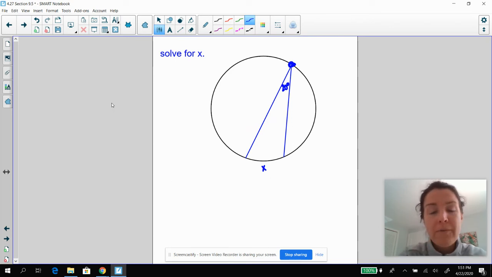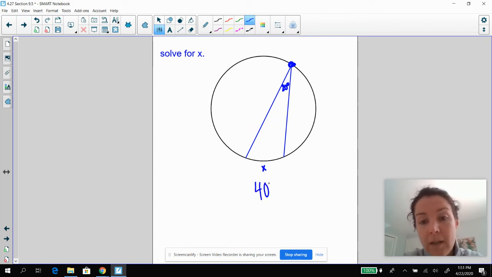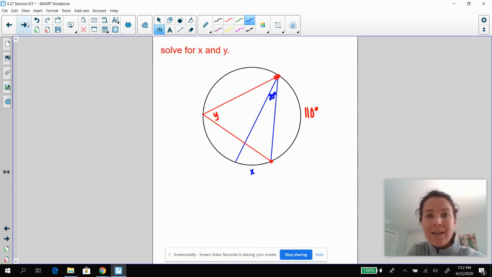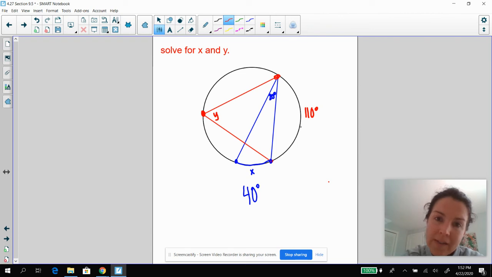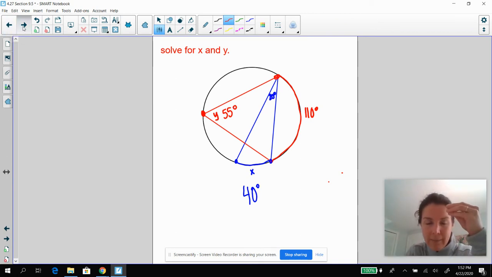All right, so let's look at a couple example problems here. Let's solve for x. I know that x is going to be 40. Awesome. Keep this in mind. I'm going to move ahead. And all I did here was add on something new. So I still have x being 40 degrees. Here's my intercepted arc. But then I've added in y here. So here's my inscribed angle, and it intercepts this arc. So I've got this little baby arc right here. This guy is 110. So half of 110 is going to be 55. So I know then that y is 55 degrees. Cool? Keeping this in mind.